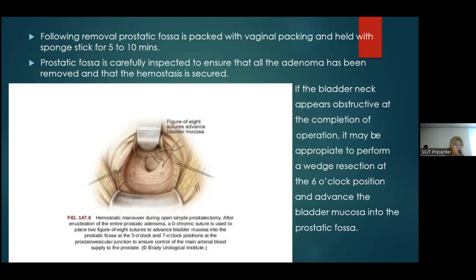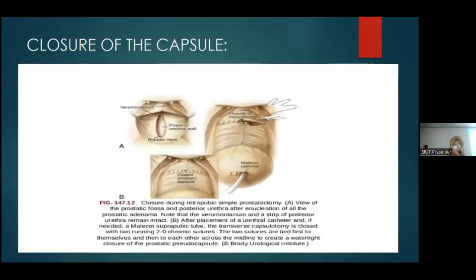The other way to maintain the hemostasis is taking figure of 8 sutures at 5 and 7 o'clock positions, and then if the bladder neck appears obstructive at the time of closure, wedge resection is performed at the 6 o'clock position. The bladder mucosa advances into the prostatic fossa.